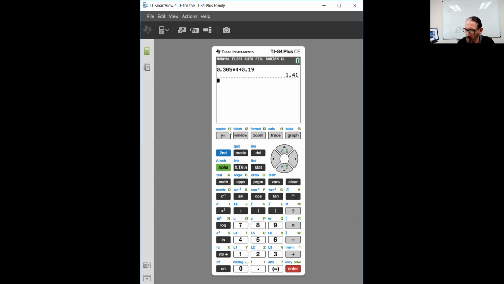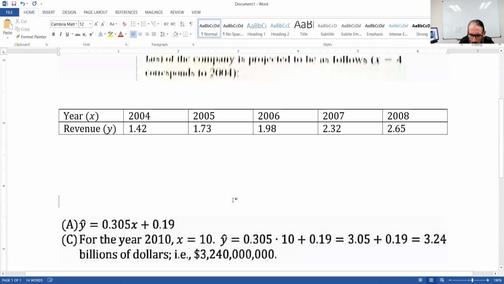So in our second part, we were supposed to come up with a prediction about y in the year 2010. Again, they have subtracted 2000 from these to get our x values. Remember, x equals 4 was the year 2004. So the year 2010 is x equals 10. And we're getting 3.24 there. So our prediction is 3.24 billions of dollars, or writing that all out like this.